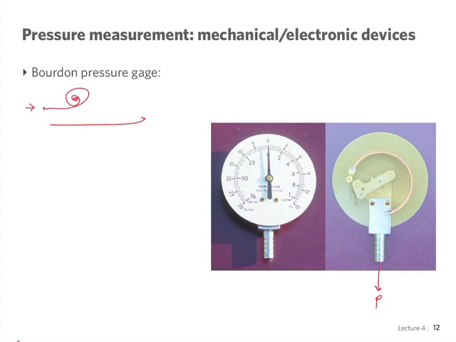Now, the motion of this metallic element is translated into a reading of pressure as the tube tends to straighten, like a birthday little, how do you call those things? Who knows? But you know what I mean.